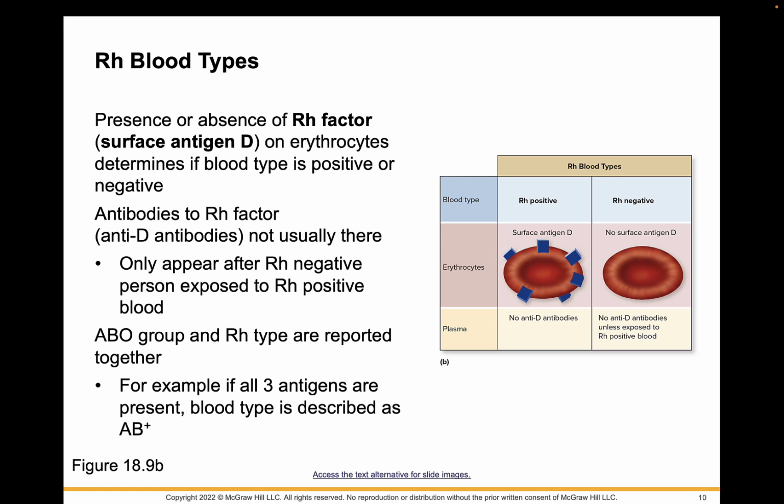So typically what we will see, ABO group and Rh are reported together. For example, if all three antigens are present, the blood type is designated as AB positive. Now, I have just the A antigen. I am negative for Rh, so my blood type is actually A negative.